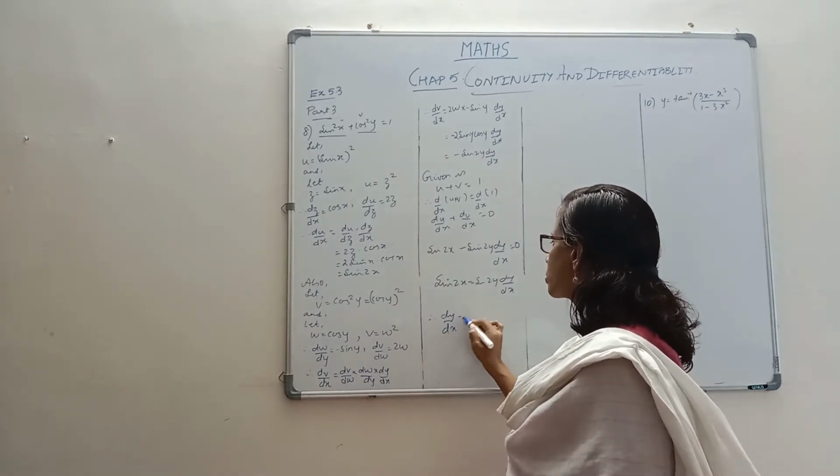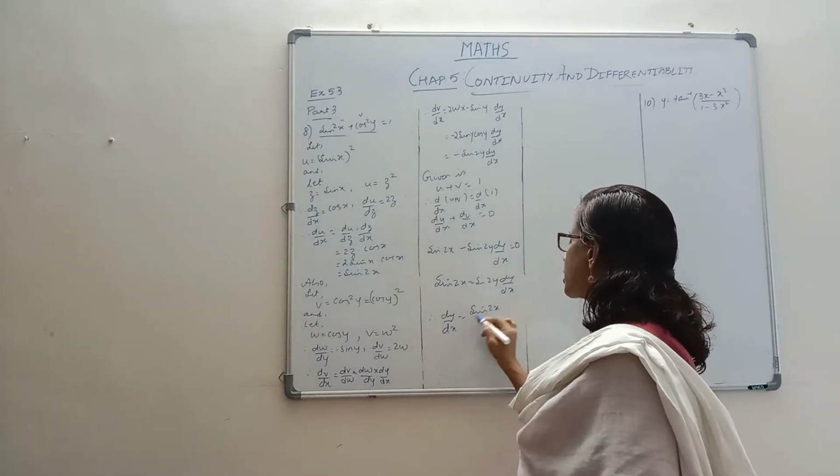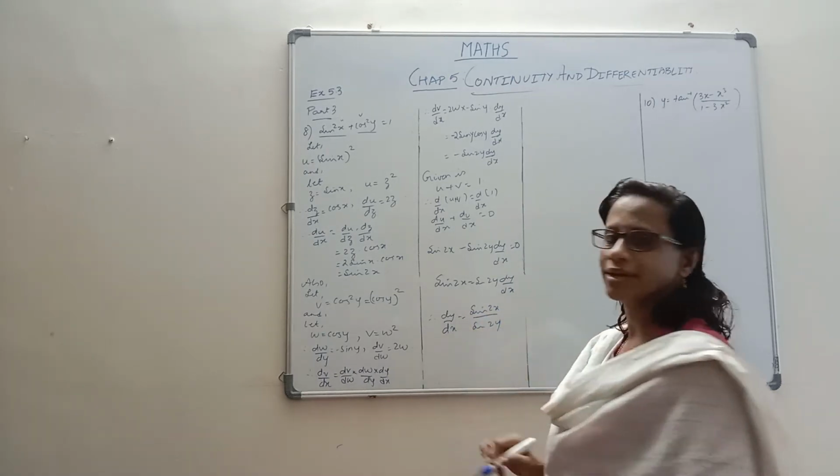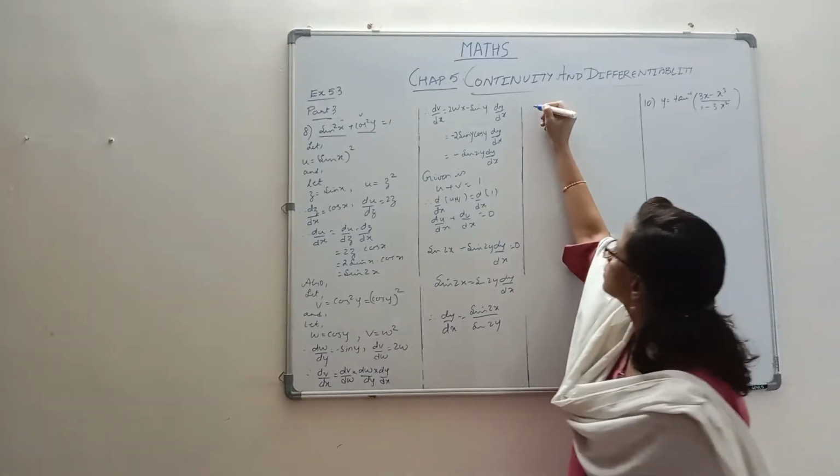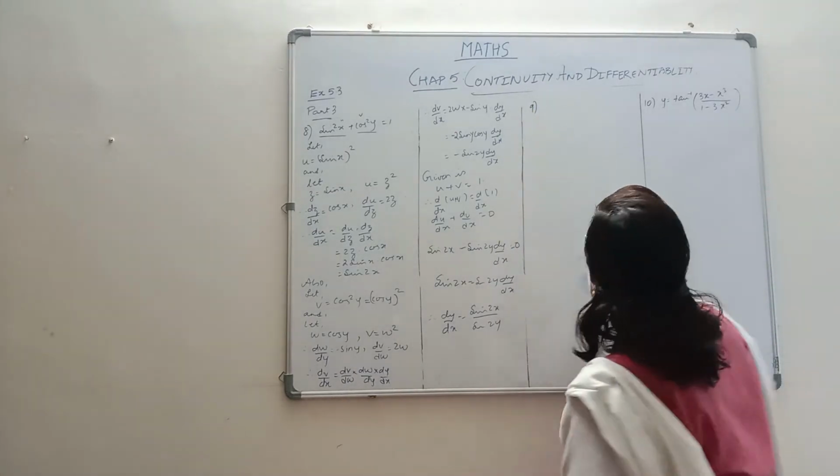It's multiplication, so it goes on the other side, becomes division. Sin 2x by sin 2y, that is dy by dx, right? So that's about that one. So 9th problem, since I have lost it, I will take it once again.